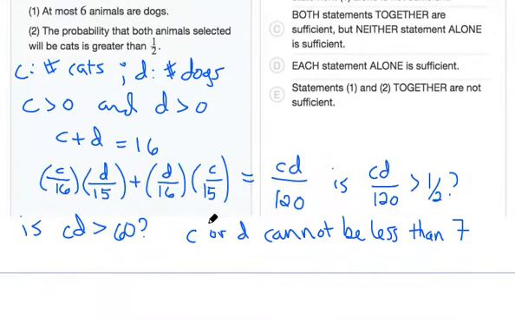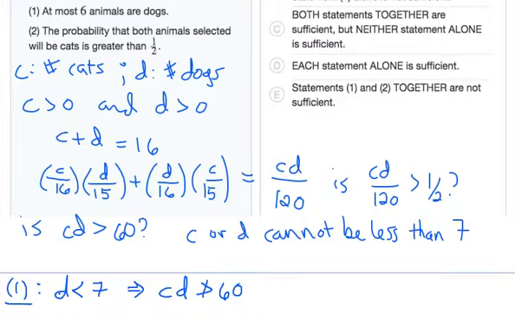Scrolling down a little bit to give us some more space. For statement 1, it's given that at most 6 animals are dogs, so D must be less than 7. It follows that C times D greater than 60 must be false. So C times D cannot be greater than 60. Therefore, it can be determined that P is not greater than 1/2. So this statement alone is sufficient.